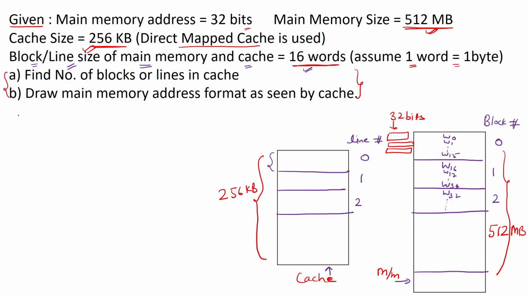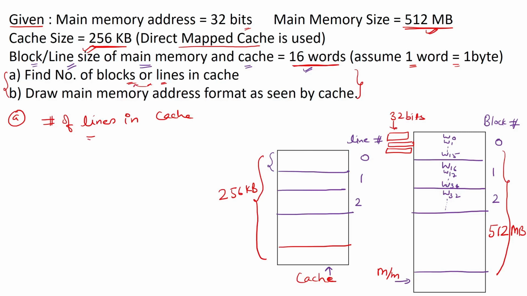The first question is that we have to find the number of blocks or lines in your cache. We have to find how many total lines there are. Here we are assuming that blocks and lines are the same terminology, although there is a subtle difference. A line contains the tag and the main memory block, so in that way line and block differ, but for the time being let's assume block and line are the same thing.